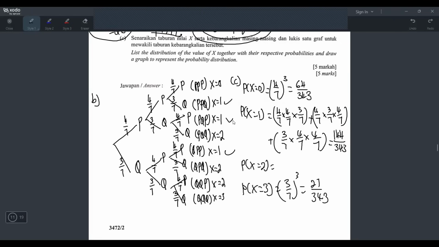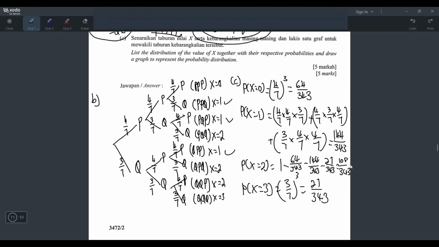Okay, for px equals 2, it will be this one and this one, right? But if you are lazy, you can also do it like this. 1 minus the answers for 0, 1, 3, right? Can also. So just take 1 minus 64 over 343 minus 144 over 343 minus 27 over 343. Of course, if you want to do it slowly macam tadi, boleh juga. You will get the same answer. Okay, let's press calculator. My calculator gives me 108 over 343. So that's the answer, 108 over 343.